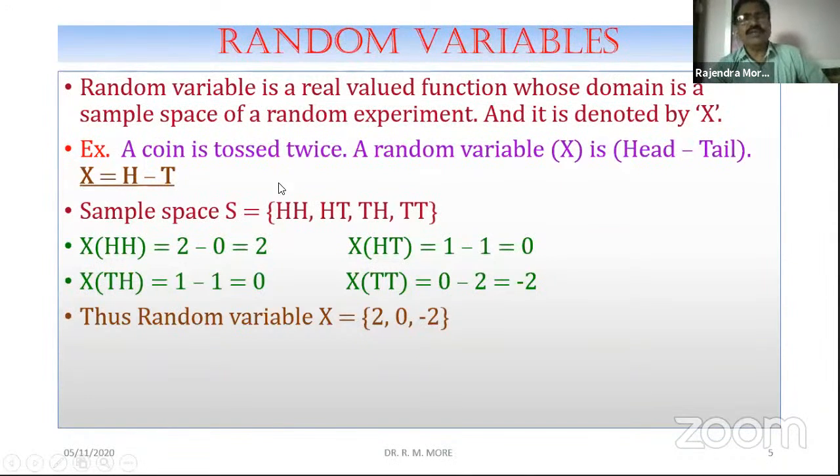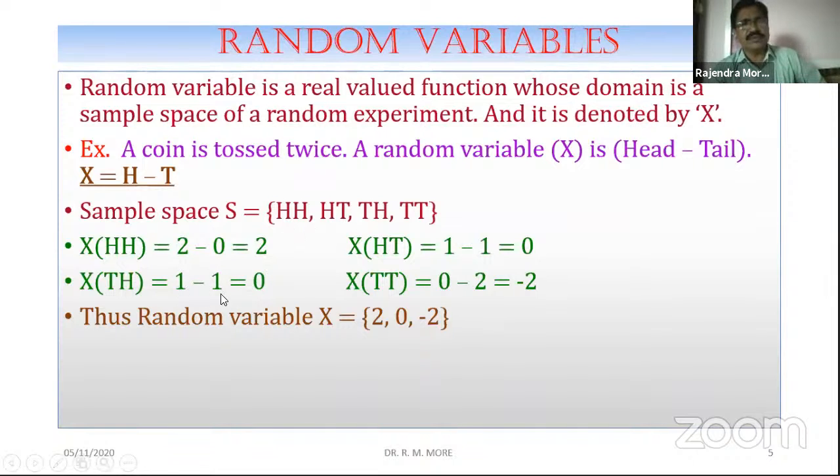So what are the possible sample points? These are the sample points: HH, HT, TH and TT. And what is given? The value of the random variable H minus T. So in the first case, HH, two H and no tail, so 2 minus 0 is 2. In the second case, H minus T, that is 1 minus 1, is 0. In the third case, 1 minus 1 is 0.